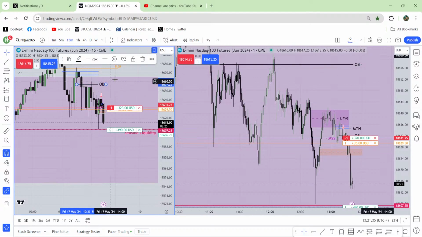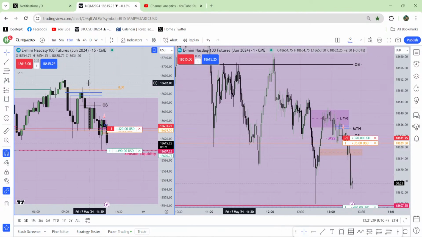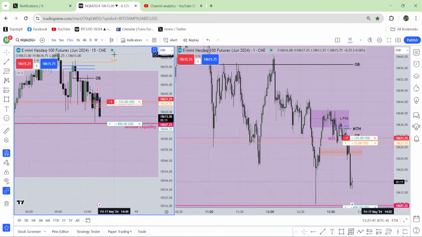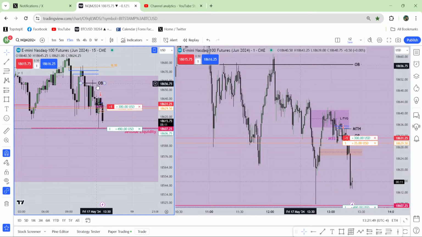Why am I marking the 15-minute order block? Because I don't have any buy side liquidity. First, remember, you always have to mark the liquidity. Where is your liquidity? I have this obvious liquidity now. I don't have any buy side liquidity, so I need a higher time frame level. Here is my order block.